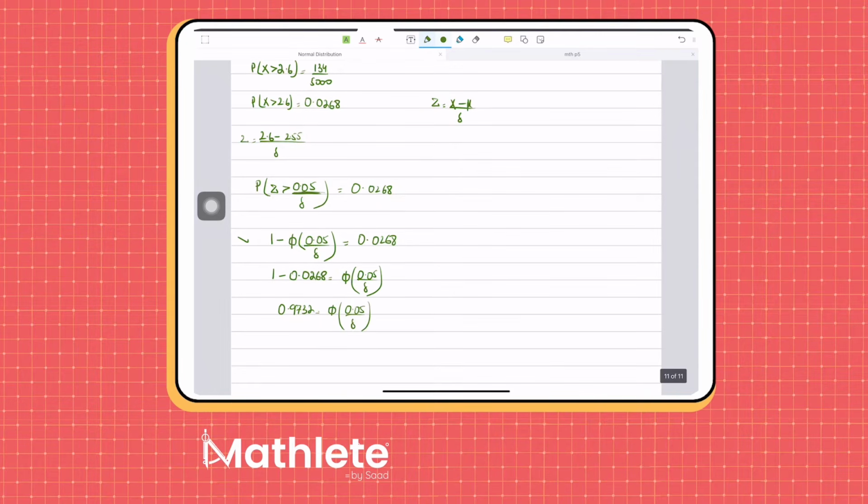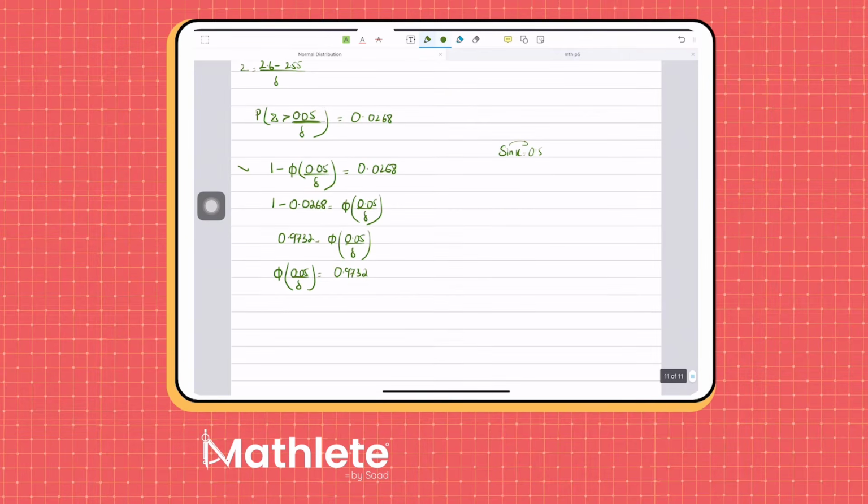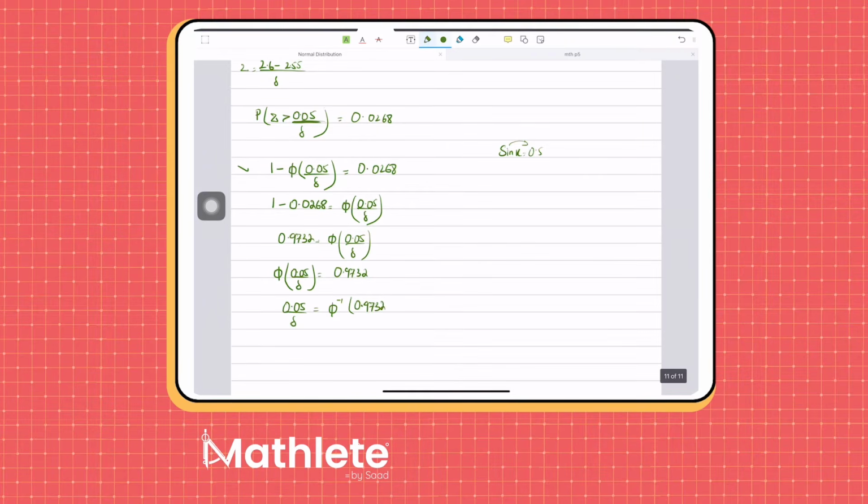Now phi is like a function. So if let's say you have sine x equal to 0.5, what happens if you take sine across the equals to sign in order to find out the value of x? When you take sine across, we take inverse. That's correct. Now here, if I take phi across the equals to sign, that means now I'm looking for phi inverse of 0.9732. Now what do you think we mean by phi inverse?